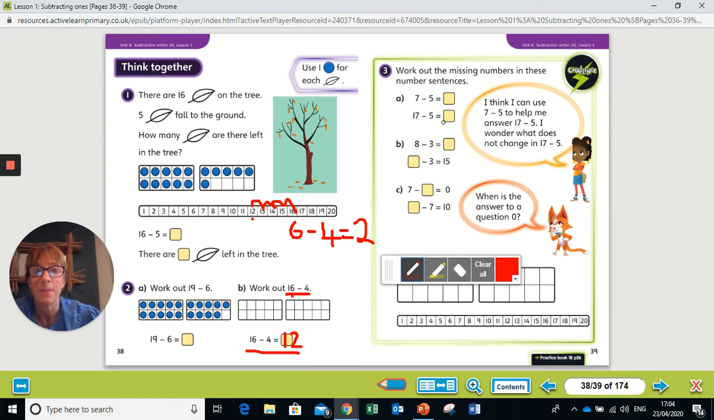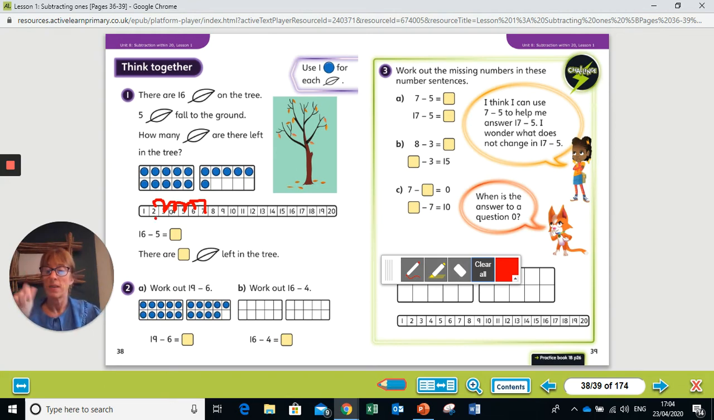Yeah, we've got 7 ones and 5 ones, and we've got 7 ones and 5 ones. So let's work out 7 take away 5. I'm going to clear everything over here and I'm going to use this number track. 7 take away 5. 1, 2, 3, 4, 5. What's the answer? 2. Yes? 7 take away 5. We've got 2 left.